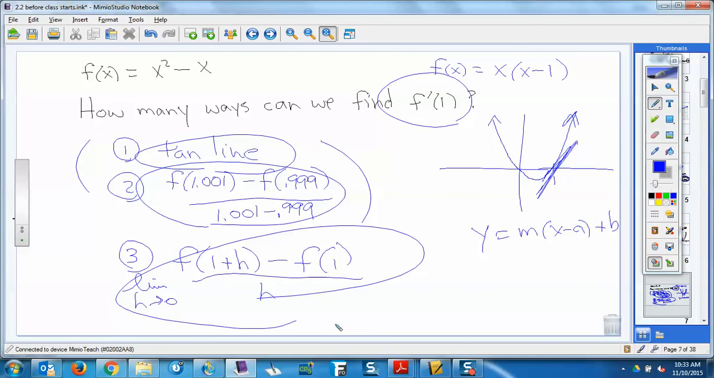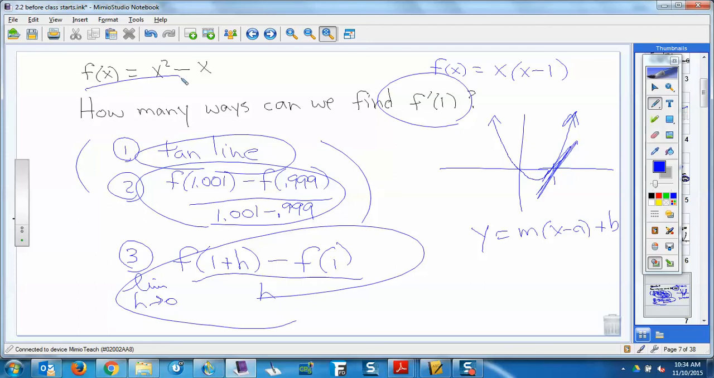I guess there would be another one. Maybe I knew the f prime graph. Now, I didn't really tell you that. Do we have that information? All I gave you was f. But if you had the f prime graph, you could just go to 1 and see the y value, right? The y value at 1 would be f prime of 1. So you could throw that one in there, I suppose, as well. But you'd have to have the f prime graph to do that.